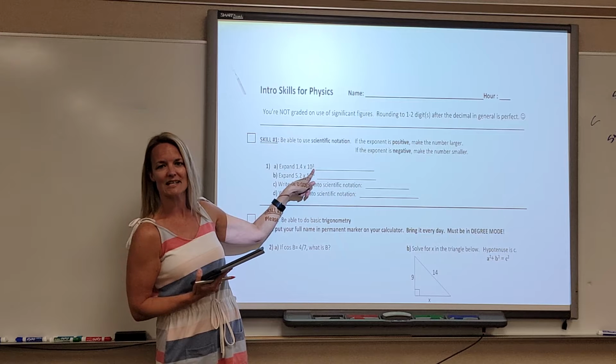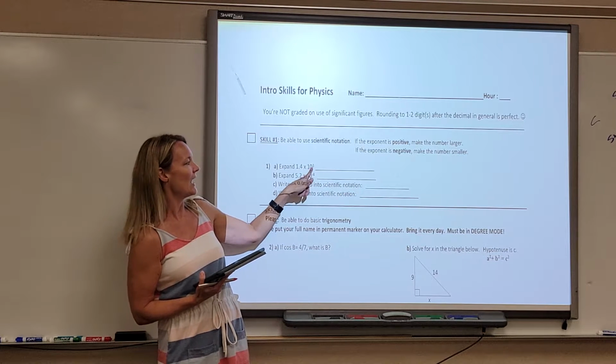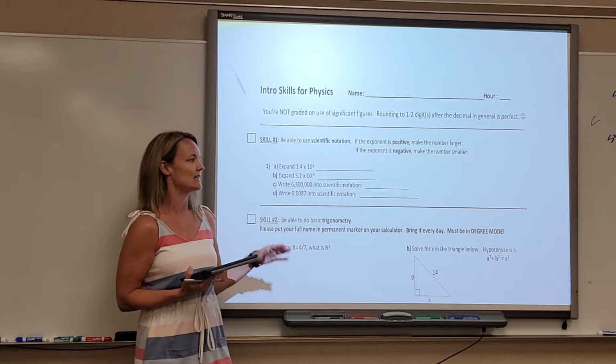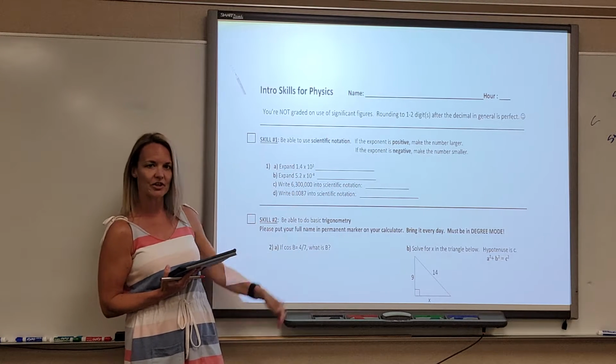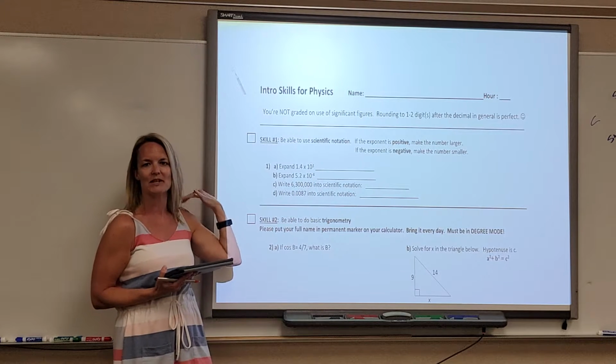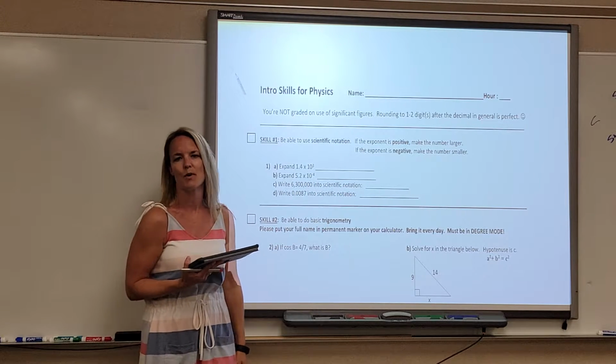That tells you how many decimal places you have to move it over, and then you look to see if it's a positive or a negative. If that exponent is positive, you make the number a larger number. If that exponent is negative, you're going to turn it into a smaller number. You'll move the decimal place to make it a smaller number.